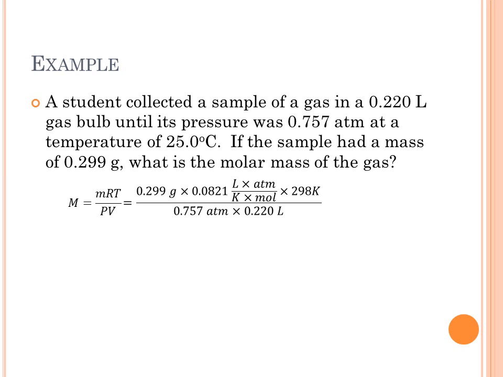So 0.299 times 0.0821 liter atm per Kelvin mole times our 298 Kelvin, which came from our 25 degrees Celsius, which we calculated before, so I didn't show that explicitly here, divided by the 0.757 atm and the 0.220 liters. All the units will cancel but the grams and the moles, and we get 43.9 grams per mole. Real gases in that range include propane, carbon dioxide, or a couple of other gases in that 44-ish grams per mole range, so that could limit your list of suspects if you're trying to identify the gas and can find out the density or the molar mass. In this case, the molar mass would at least let you eliminate certain gases as possibilities.